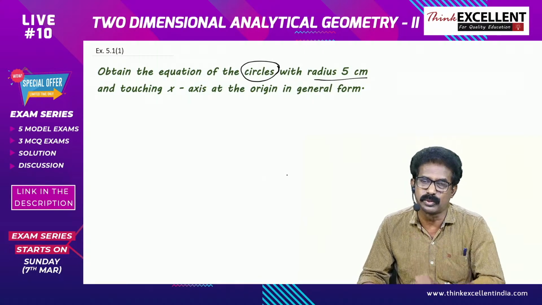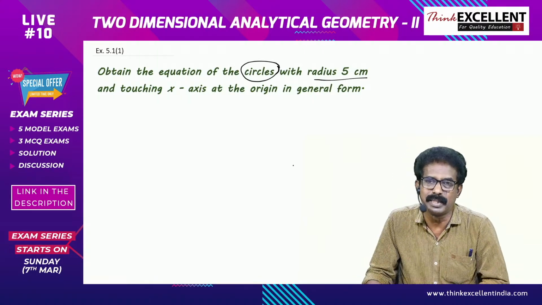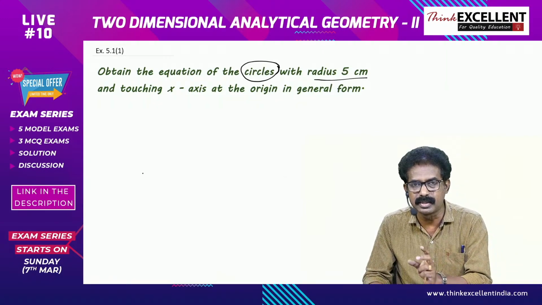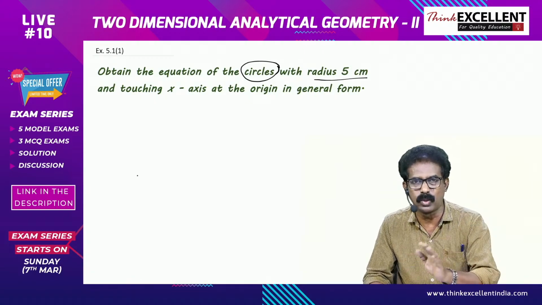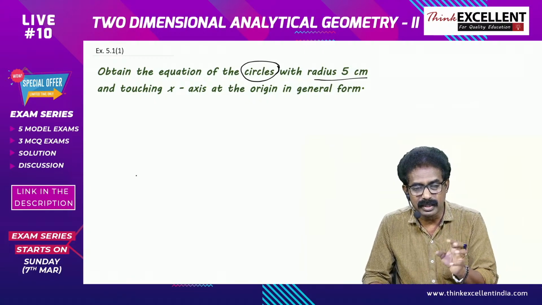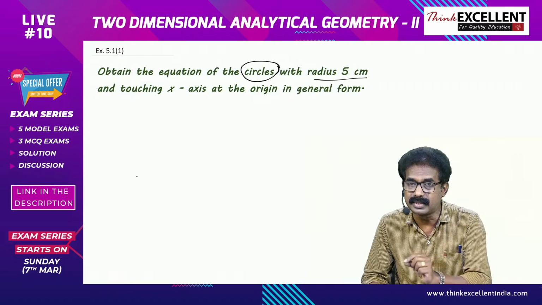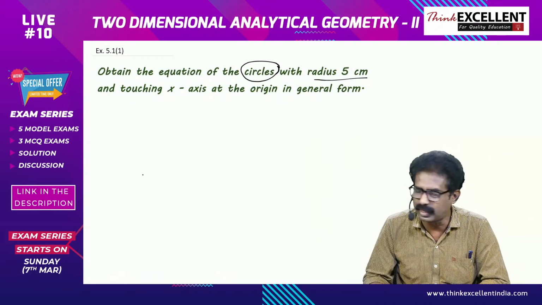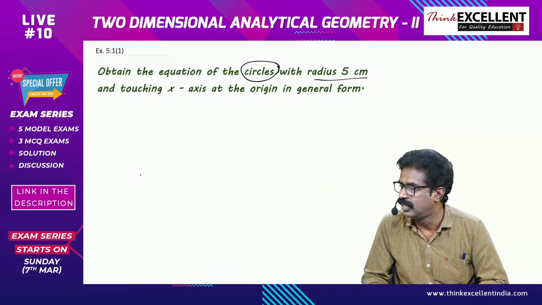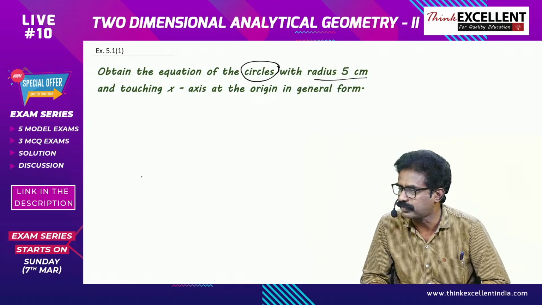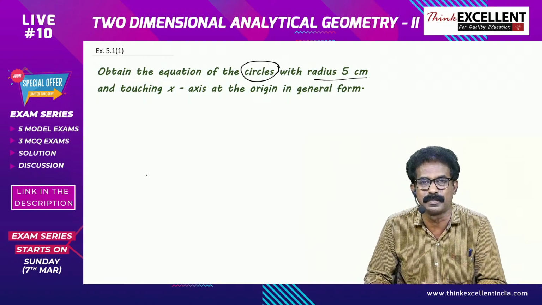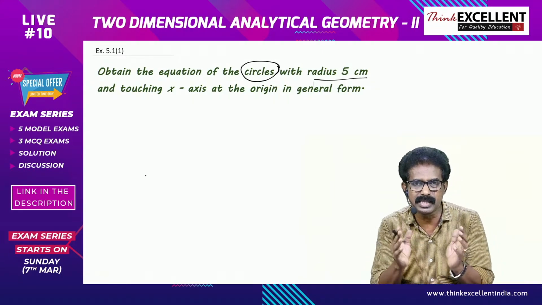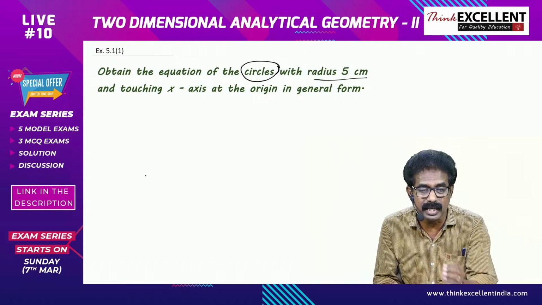Now, I am going to ask you a question. How many such circles will be there? How many circles can you form? They said obtain the equation of circles, so not one, more than one, you know. Radius is given as 5 centimeter and touching x-axis. So can you guess how many circles will be there? You can post your answer in the chat section. I am not asking you to find the equation. I will help you with how to do that. Just guess how many circles can be there satisfying this condition.